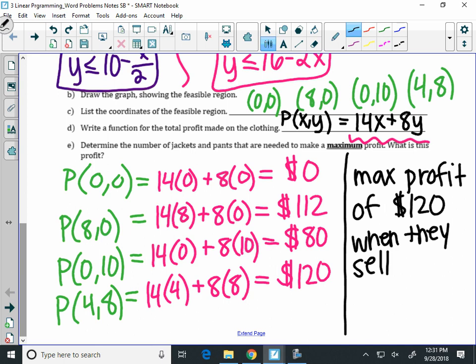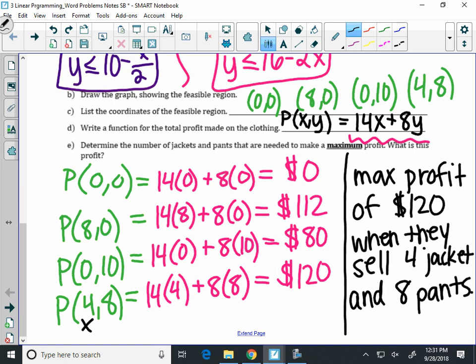You need to write this as a sentence because it means something. It's not just an ordered pair. So we get a max profit of $120 when they sell how many pants and how many jackets? What was X again? Jackets. So the X here being 4 means that when they sell 4 jackets, and how many pants? And 8 pants. Now you need to write that entire sentence down.